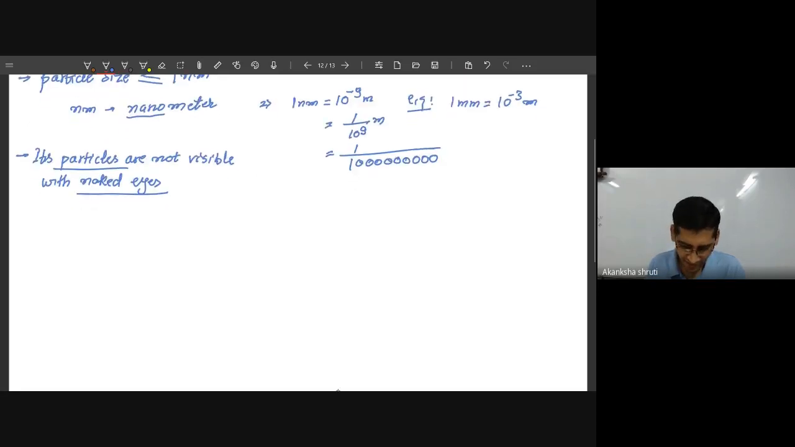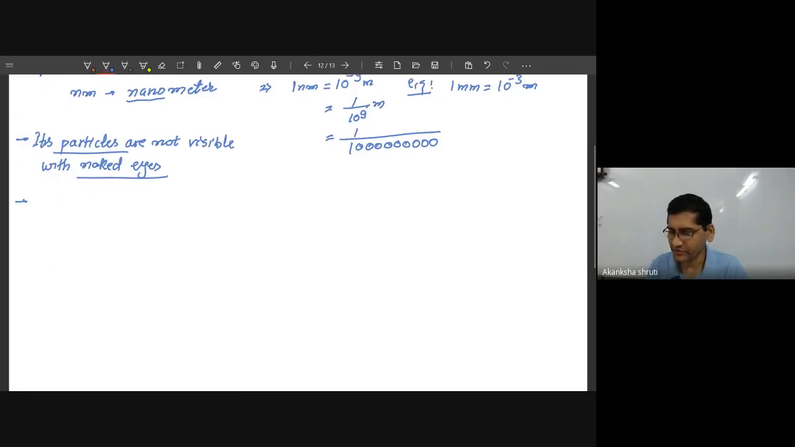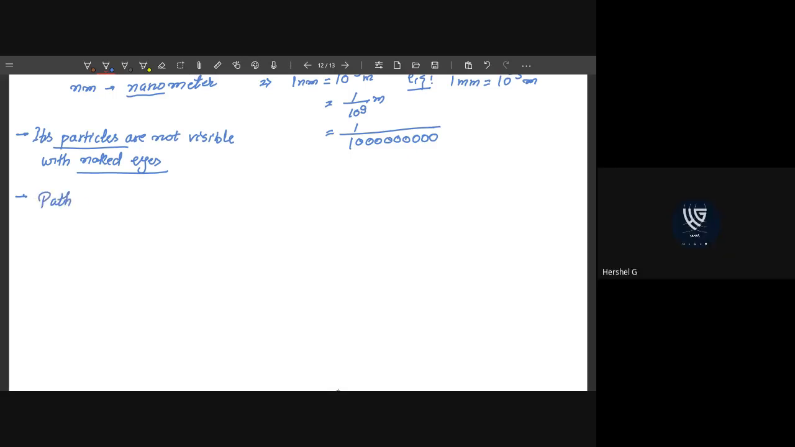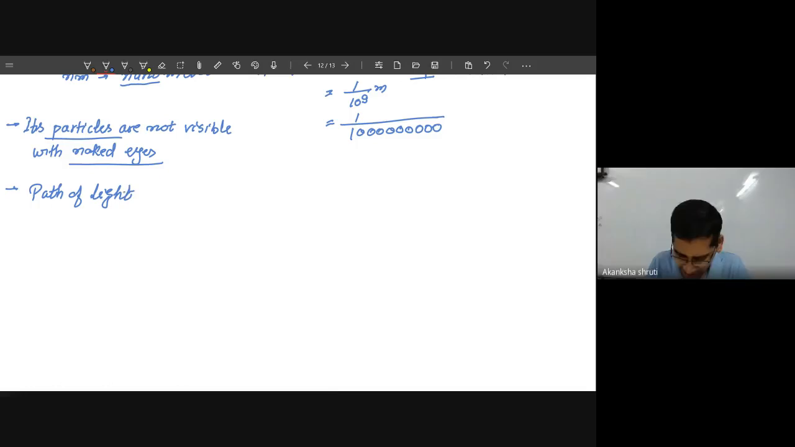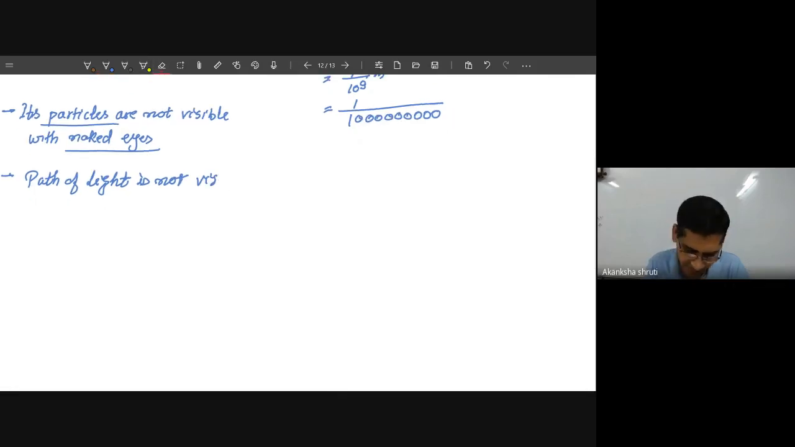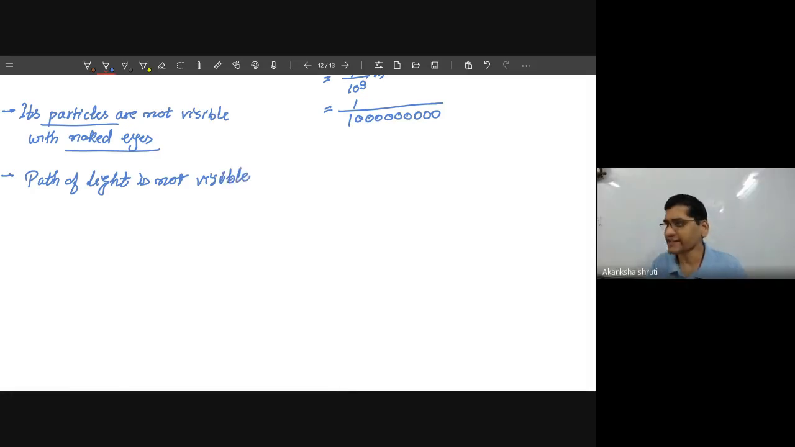Okay, students. The other thing that we have learned in homogeneous and heterogeneous was whether the path of light is visible in this solution or not. So even the path of light is not visible in a homogeneous mixture. And it does not give the Tyndall effect. When the path of light is not visible, it means the Tyndall effect is not shown.